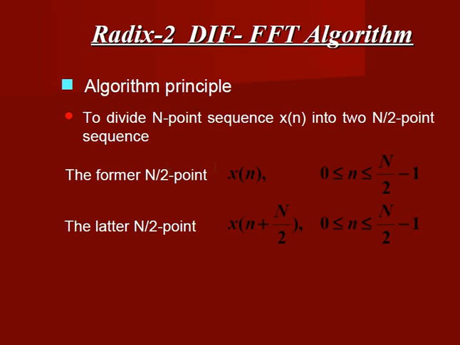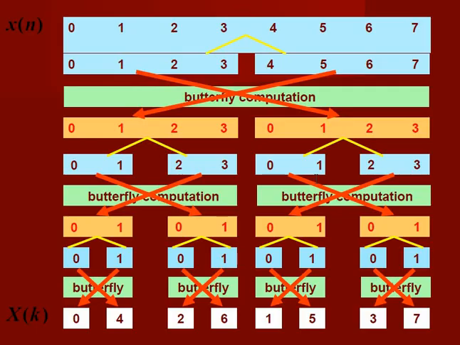For the first n by 2 points, that is my x(n), and for the second n by 2 points, that is x(n plus n by 2). That is, if it is x0, it is x0 plus n by 2. If it is x1, it is x1 plus n by 2. In this way, the sequence changes, for 0 less than or equal to n, less than or equal to n by 2 minus 1.